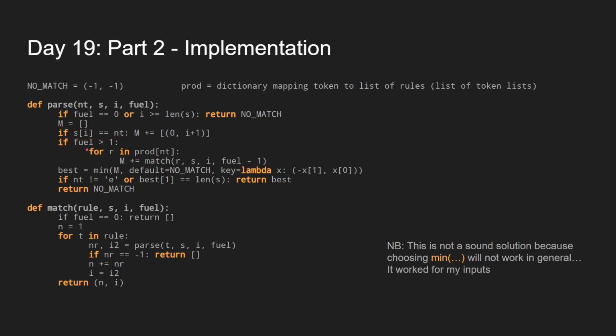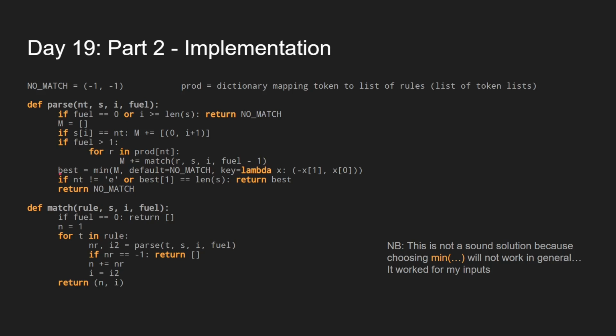Then we do a recursion here, where we need to try to match every possible rule for the current token NT. So we iterate over all the rules in the production dictionary for NT. For each rule we call the match function, which will try to match this rule R at position I in string S. And then we remove one fuel here because we are doing one recursion deeper.